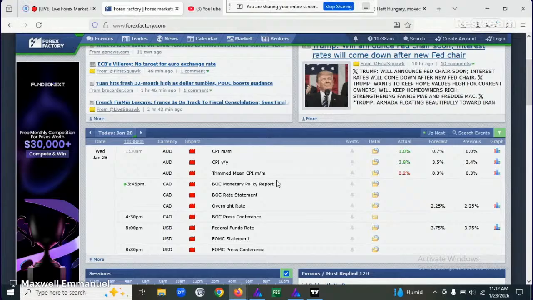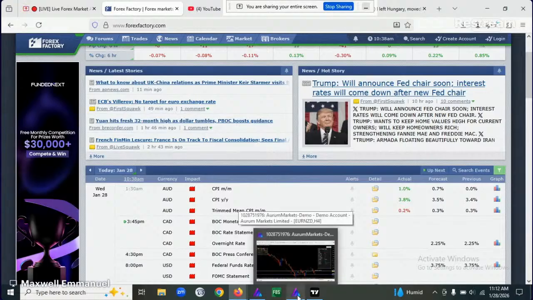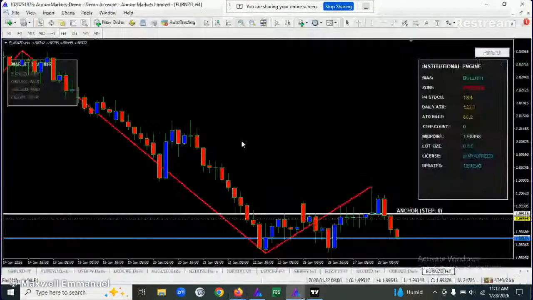So patiently wait for the news to be released before you trade US dollar. Okay. For those of you who have the software, wait for today's candle to close. If today's candle closes bearish and the bias changes from bullish to bearish, then you can execute your trades.